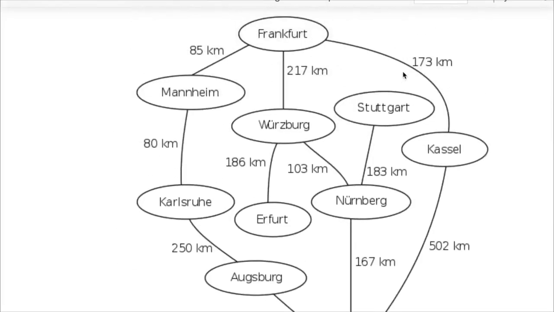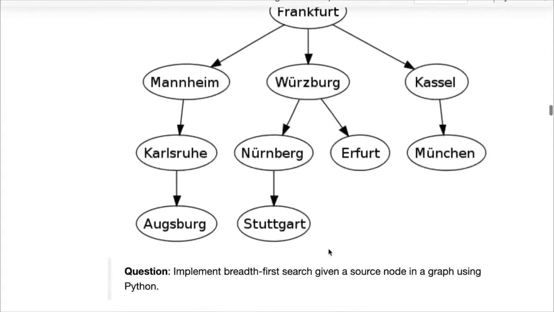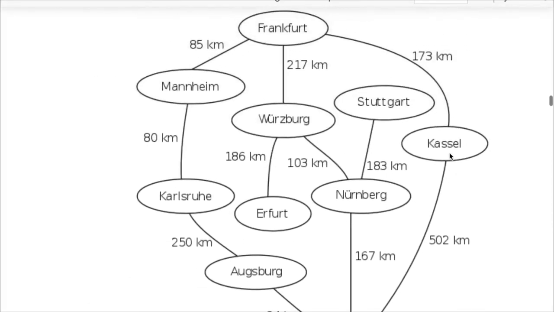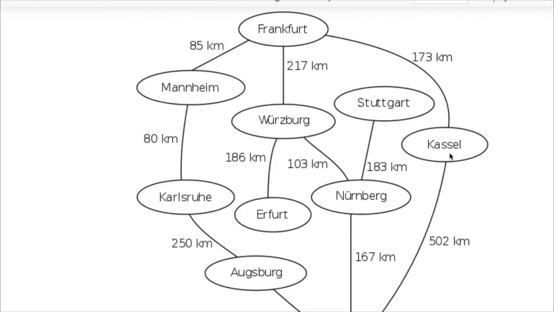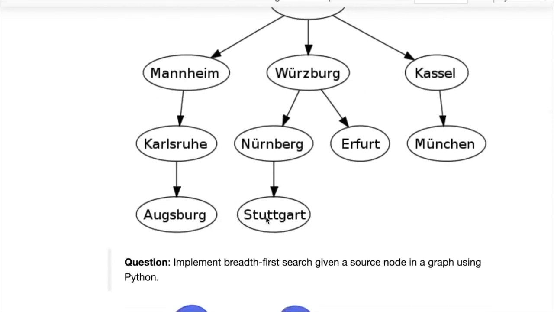Then you might ask, which are the cities which are 2 edges away from Frankfurt? Mannheim is connected to Karlsruhe, and Wolfsburg is connected to these 2 cities, and then Kassel is connected to this city. So here you have these other cities, and then you might ask, which are the cities that are 3 steps away from Frankfurt? And that would be the remaining 2 cities, Augsburg and Stuttgart.